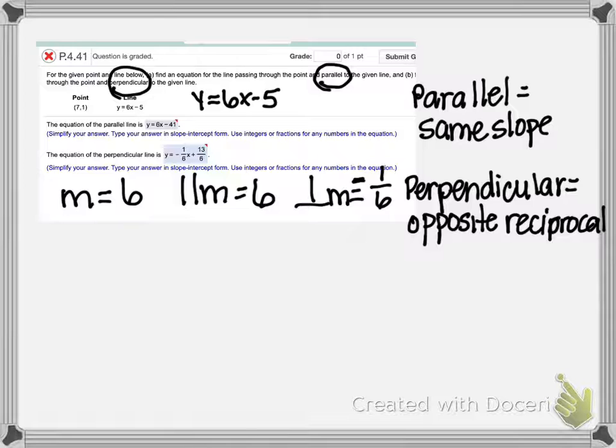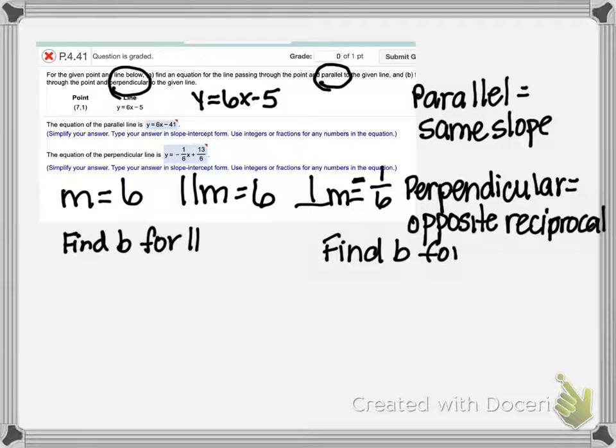So we're going to use those slopes, and we're going to use the point, and we're going to find our b value, our new b value. Because they're asking us to create the parallel line that goes to that point and create the perpendicular line. So we've got to find the b value for parallel. And we've got to find the b value for perpendicular. So we're doing two processes here. Alright.